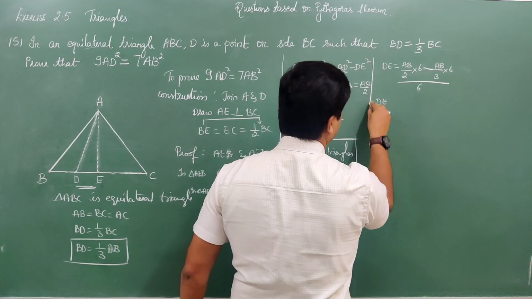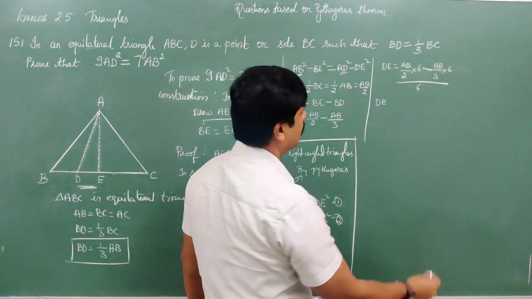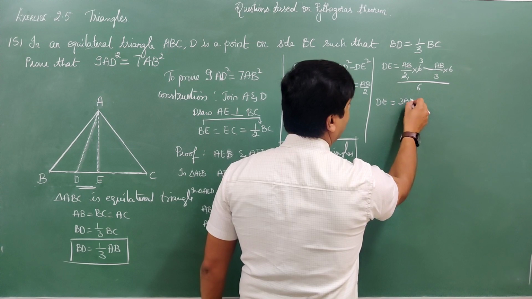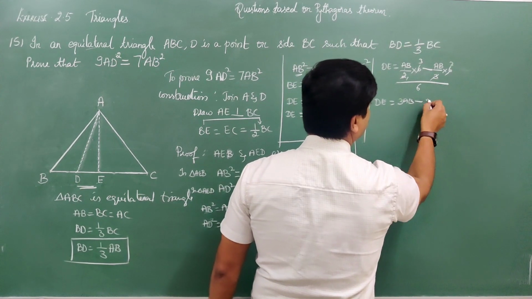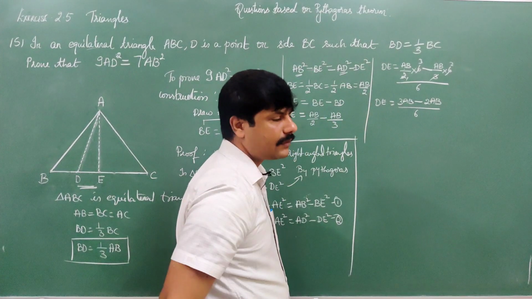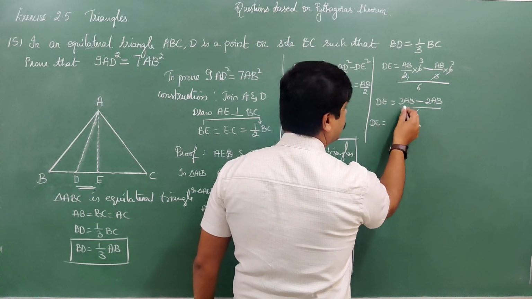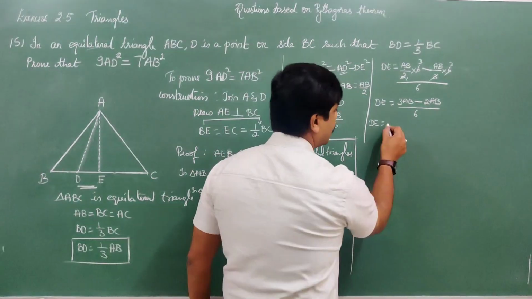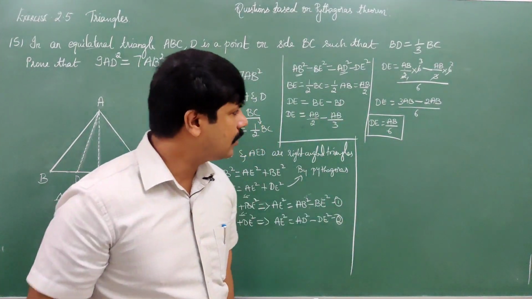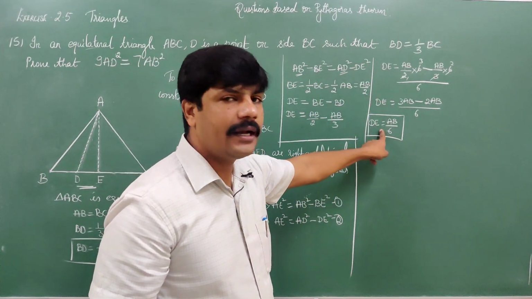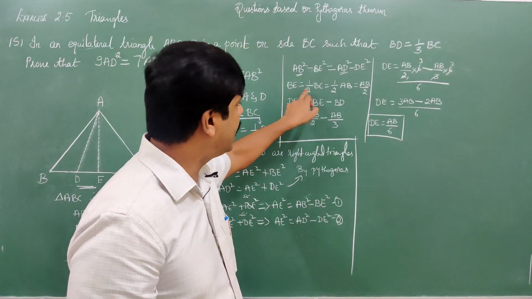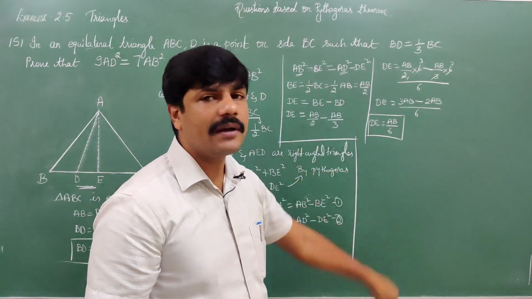DE is equal to, now you see, 2 ones are 2, 3s are 3, that is 3AB minus 2 times 3, that is 2AB, by 6. DE is equal to 3AB minus 2AB, which is AB by 6. All these things we have done to change this DE in terms of AB by 6. Okay, so we have changed BE in terms of AB by 2 and DE in terms of AB by 6.